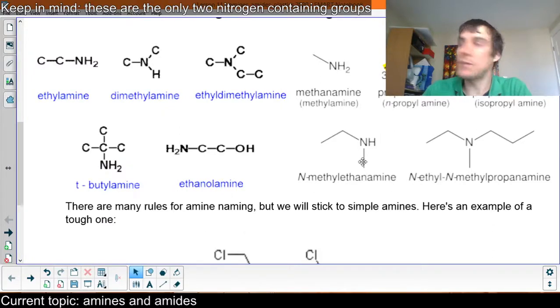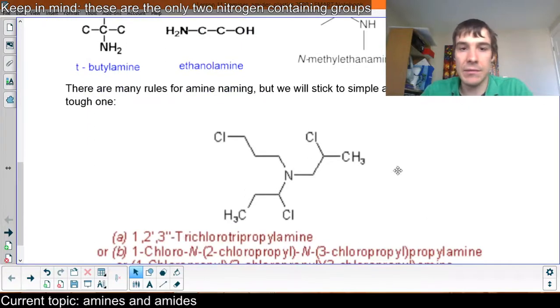N-methylethanamine. So notice the N. This is new. N, because the nitrogen doesn't get a number, we just give it a capital N. So this N means that the methyl is on the nitrogen. If there's two things on the nitrogen, if this is a tertiary amine, it has an N-ethyl, N-methyl, and then propanamine. So it's a propanamine because it's the longest chain, 1, 2, 3. Then on N we have an ethyl, and on N we have a methyl, and that's just going to be alphabetical like we're used to.